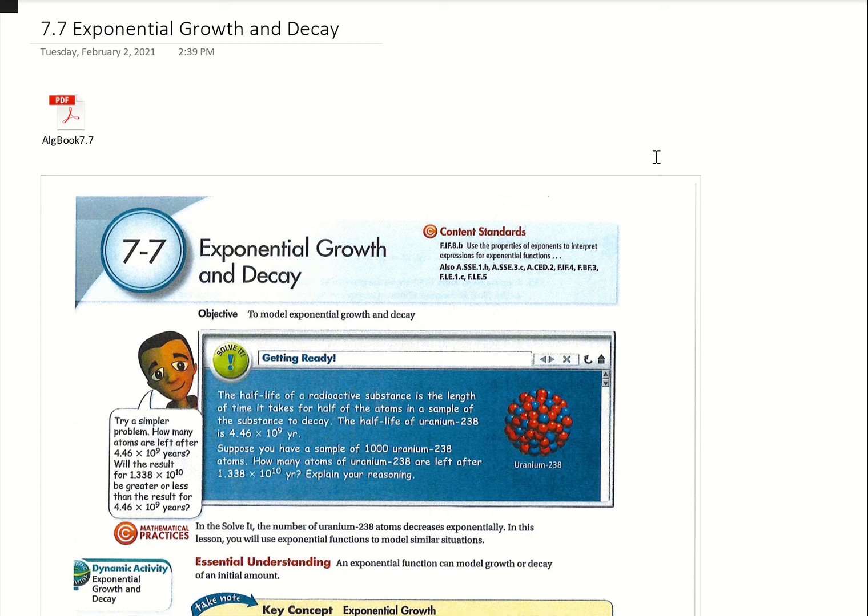What's up, algebra? Today we are moving on to 7.7, which is exponential growth and decay. Okay, so we're still looking at exponential functions, but now we're looking at a pretty big real-world concept, or I guess application of it.